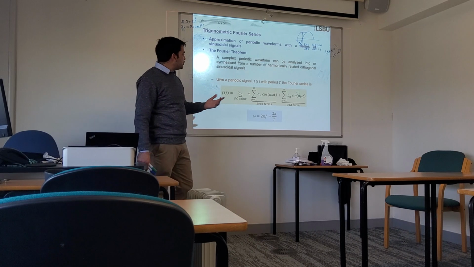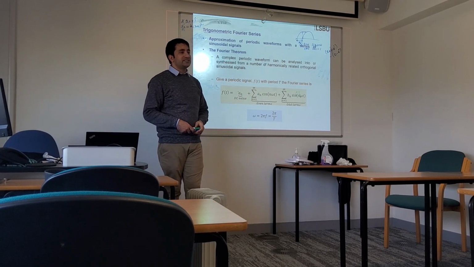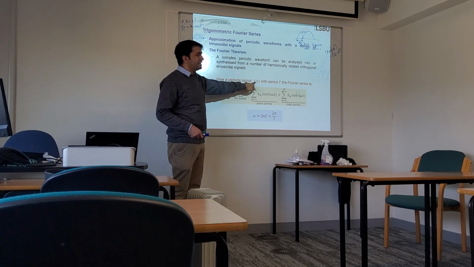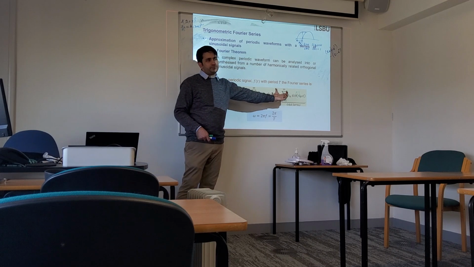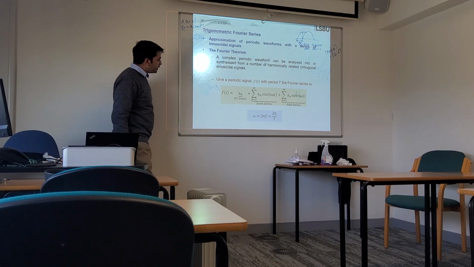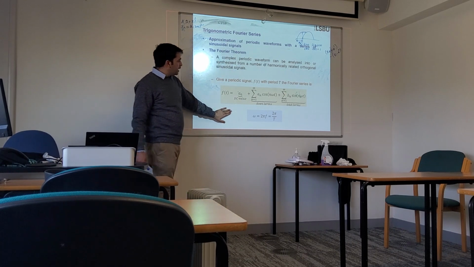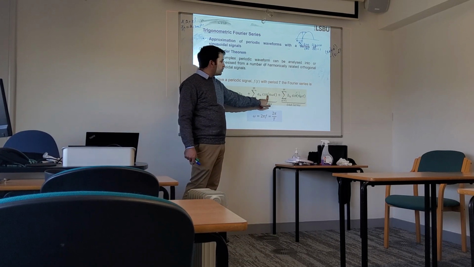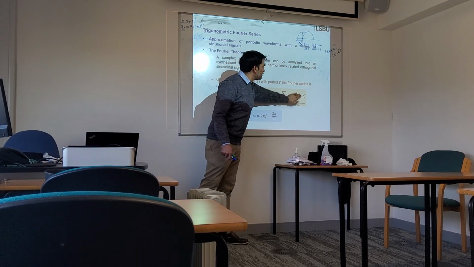Imagine that you have a signal f of t, and you have to write it in terms of Fourier series. Fourier series says that a signal f of t can be written in this form. And what is this form? This form is a naught, which is a DC value, then an cosine n omega t plus bn sine n omega t.